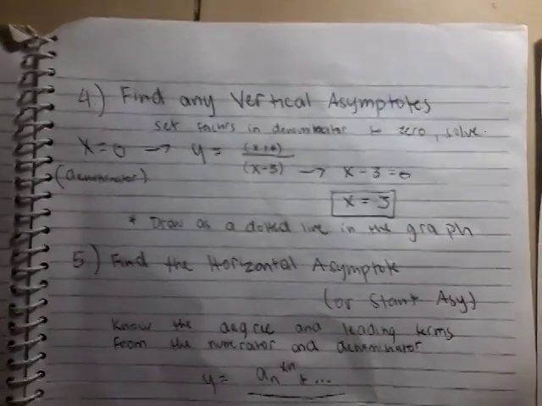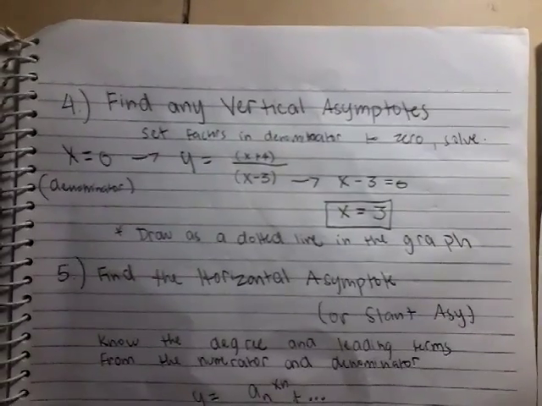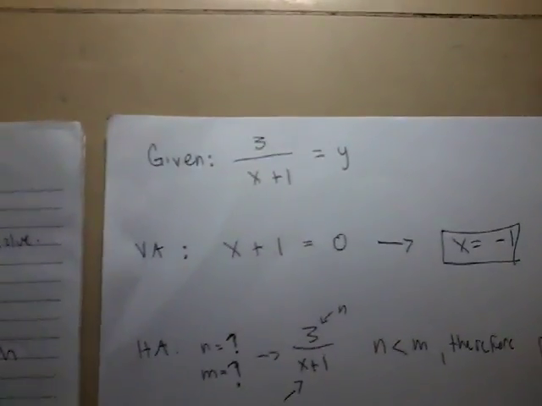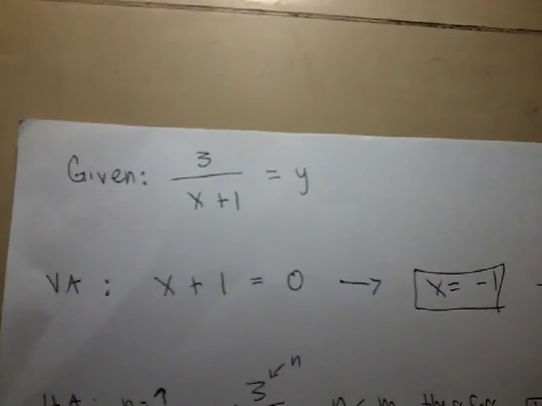The next step is to find any vertical asymptote. To find the vertical asymptote, we set the factors in the denominator to 0 and then we solve them. The denominator is x plus 1 and we equate it to 0, getting the value of x equals negative 1.